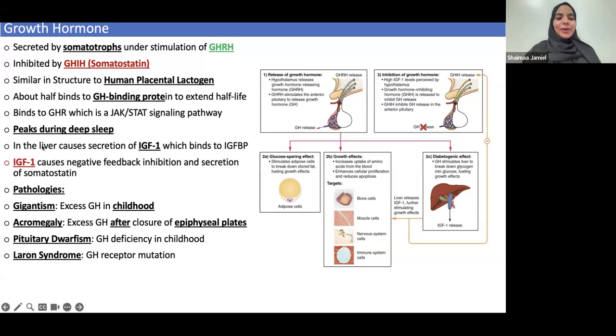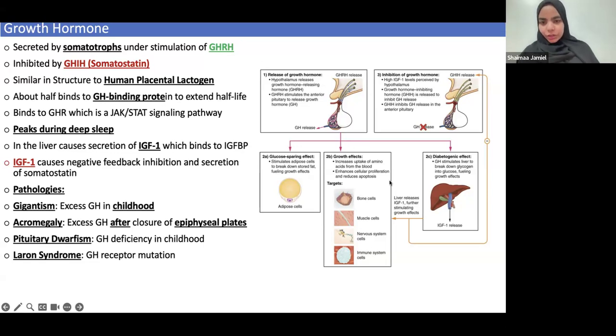I don't know. So basically in the liver, when it binds to its receptors in the liver, it causes secretion of something called insulin-like growth factor 1. And insulin-like growth factor 1 is going to do the same actions as growth hormone around the body, and also bind to something called insulin-like growth factor binding protein. However, this insulin-like growth factor 1 is going to go back and cause a negative feedback inhibition of the release of growth hormone, and it also increases the release of somatostatin to inhibit growth hormone.